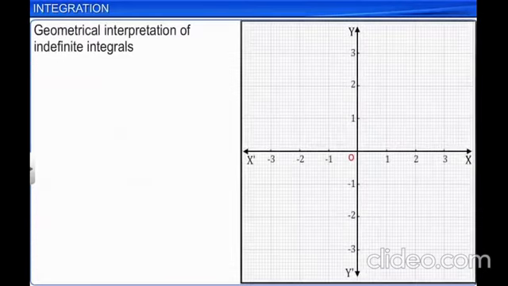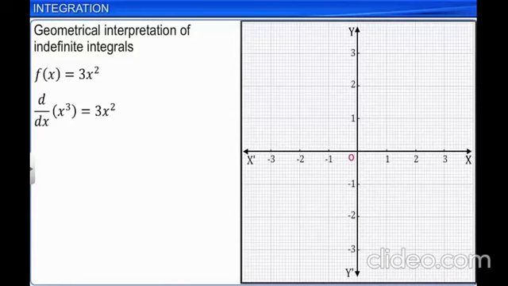Let us now discuss the geometrical interpretation of the indefinite integral. Consider a function f of x is equal to 3x squared. The derivative of x cubed is 3x squared. So, an antiderivative of 3x squared is x cubed plus c, where c is the constant of integration. For different values of c, we get different antiderivatives or integrals of the given function.